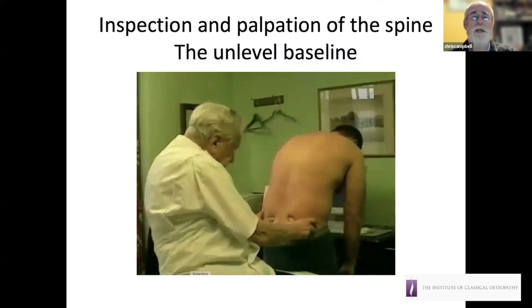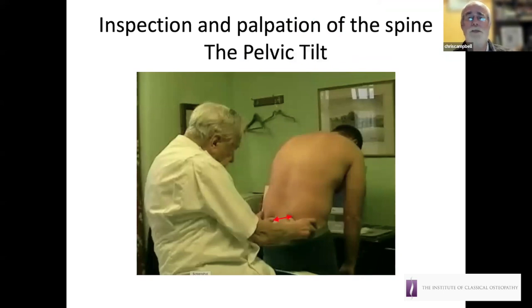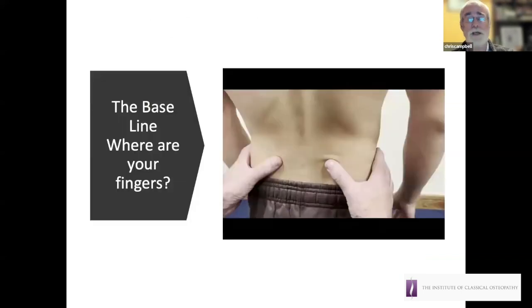But let's go back to this unlevel baseline again, because this is another important point. He always shows it in that direction. And where are his thumbs? What is he actually moving and listening to? That is the posterior superior iliac spines, not the sacral base. So you have to ask yourself, where are you putting your fingers? This is an exercise I'd always give students and try to get them to replicate. Where are you putting your fingers?